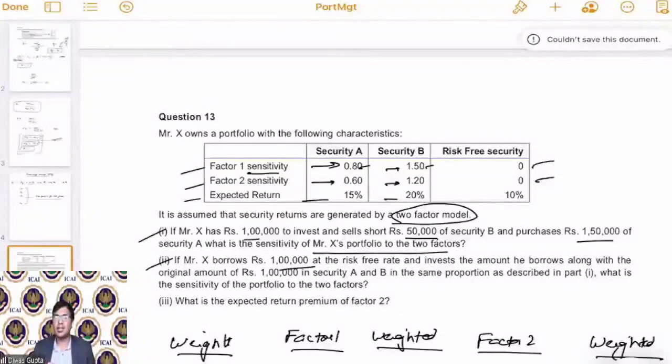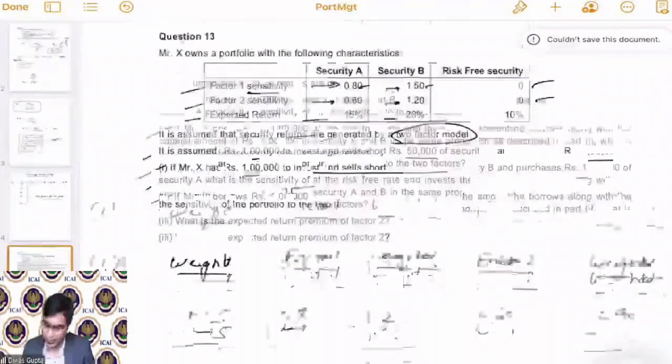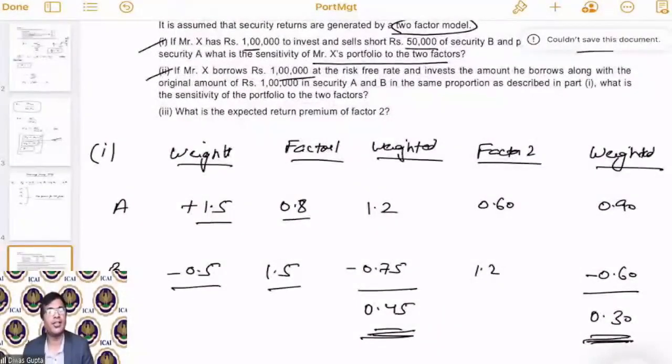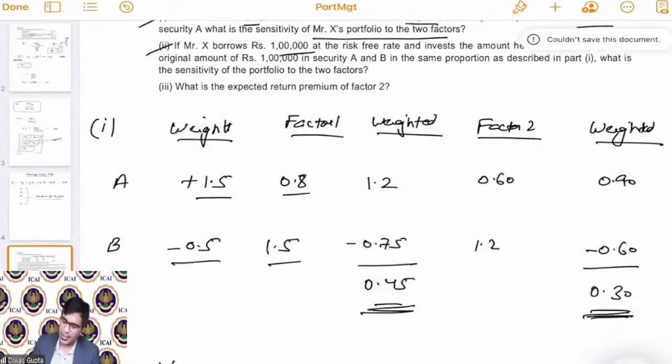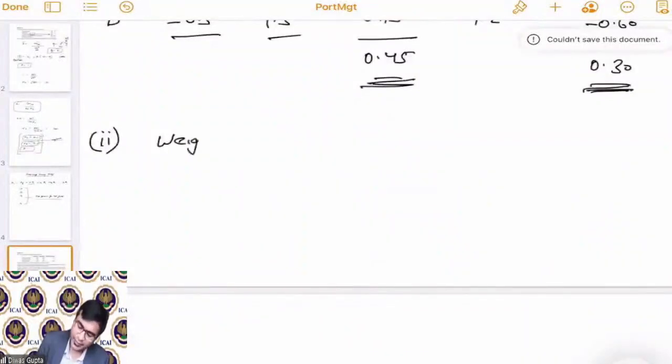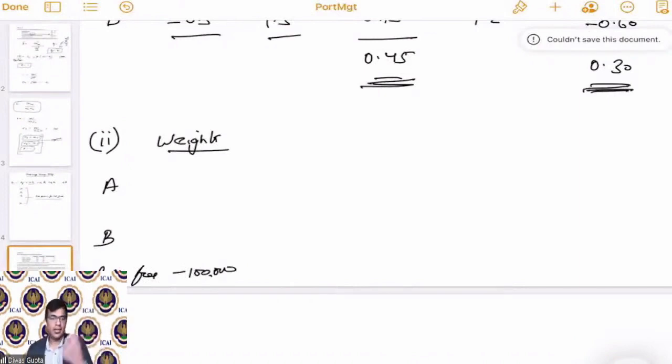1 lakh that he has taken is from the risk-free securities, and that 2 lakh again in the same proportion of ones. The proportion of 1 was 1.5 and minus 0.5. So that 2 lakh, again he's saying 1.5 times he will invest this. So 2 lakh into 1.5 becomes 3 lakh. And minus 0.5 becomes 1 lakh. Correct? So the revised weights come as, this is security A, B, and risk-free. Now I'm putting 3 here. So minus 1 lakh he will put here. So minus 1 lakh he gets from the risk-free borrowing.